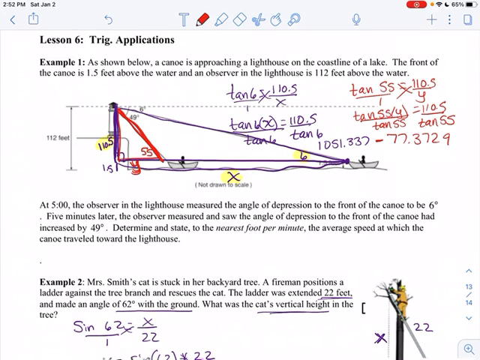So I want to know how far I traveled. I'm going to have to take the 1051.337 and subtract my 77.3729. And that gives me 974 feet that I've traveled. But I want to know the average speed. So I have to take that 974 feet, that's how far he traveled, and he did that in 5 minutes. So 974 divided by 5 is 195 feet per minute.